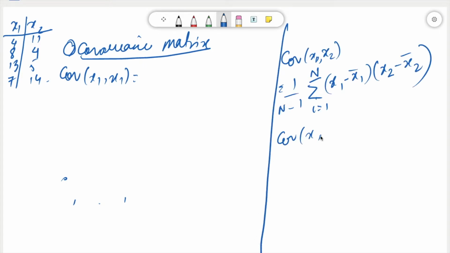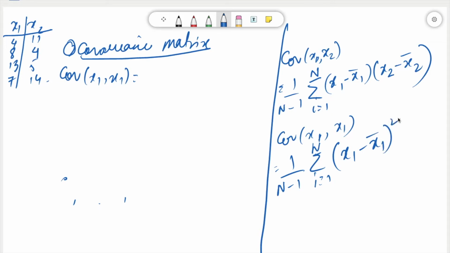Okay, for the covariance of x1 comma x1, we have the formula 1 divided by n minus 1, summation of i equals 1 to capital N, of x1 minus x1 bar, whole square. So if we substitute into this formula, we can easily calculate this out. Covariance of x1 comma x1 first.